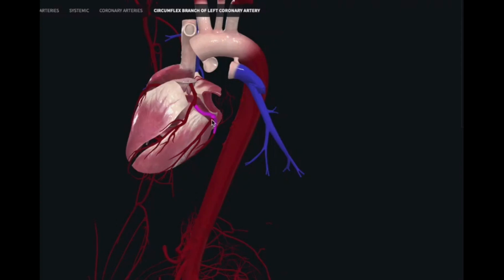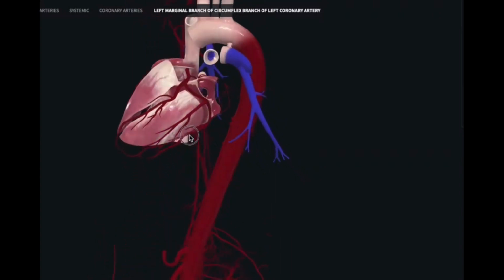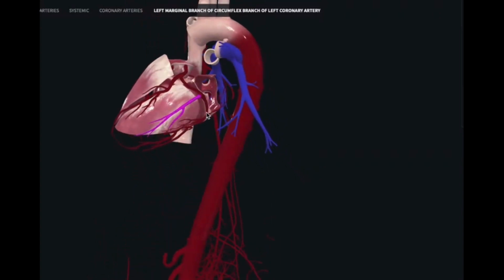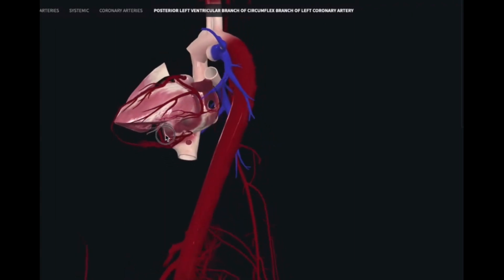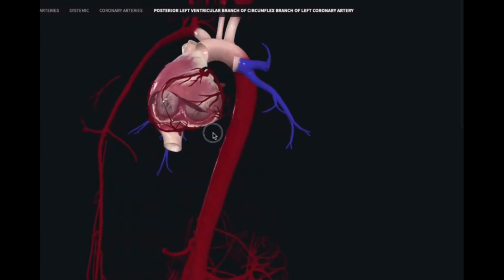Now, the circumflex branch of the left coronary artery gives off two branches. The first branch is the left marginal branch of the circumflex branch of the left coronary artery. I usually remember it as the left marginal branch. And then further down, you have the posterior left ventricular branch. So, left marginal branch and posterior ventricular, posterior meaning the very bottom or the bottom half of the heart. That pretty much sums up all the different supplies.